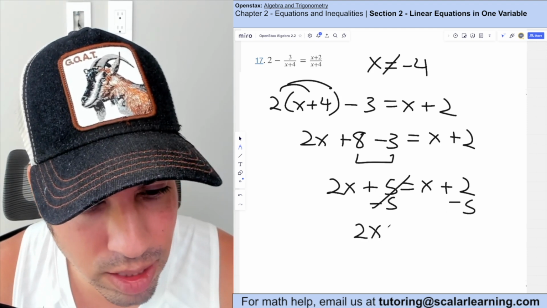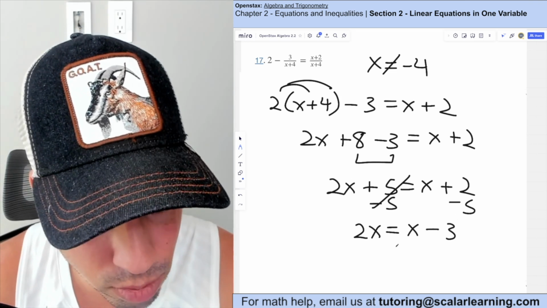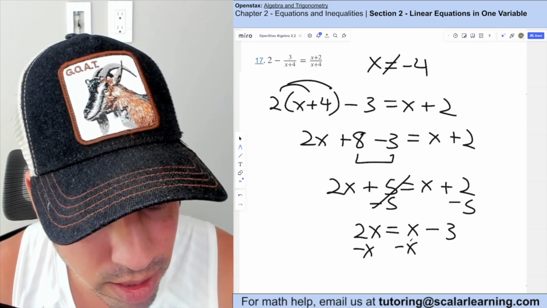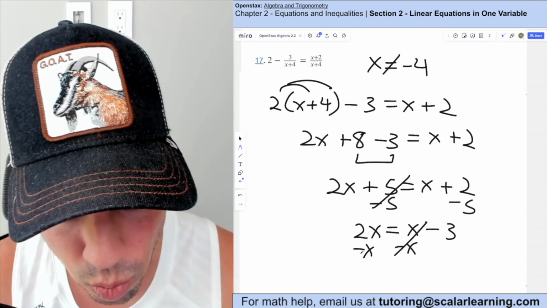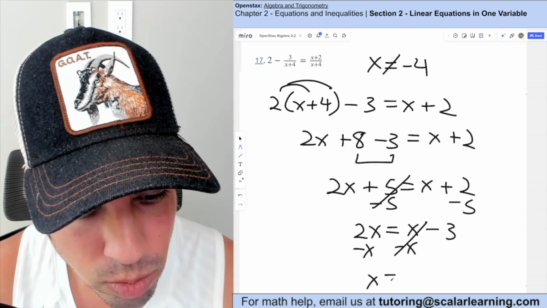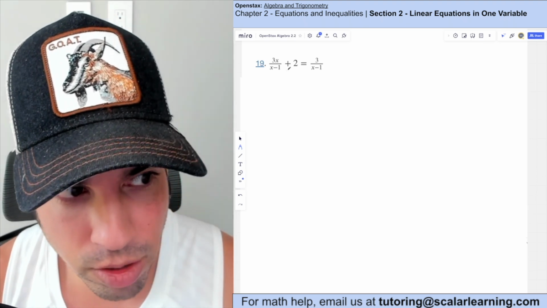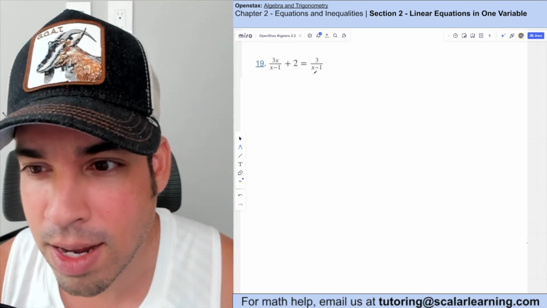We got 2x equals x minus 3, right? 2 minus 5 is negative 3. Last but not least, I'm going to subtract x from both sides. 2x minus 1x, it's not just an x, right? It's a 1x, is simply x, which equals negative 3. Boom, done.